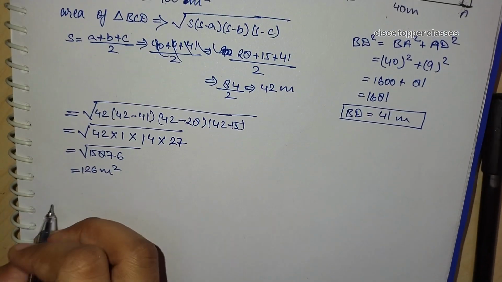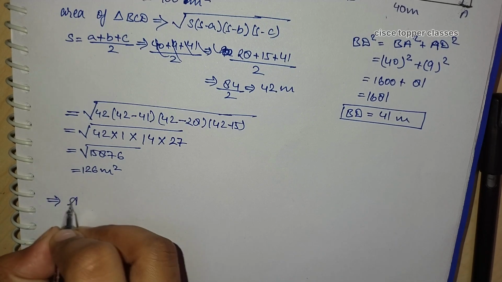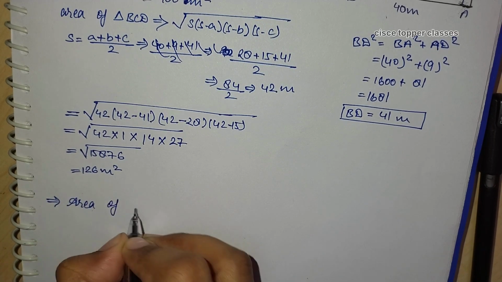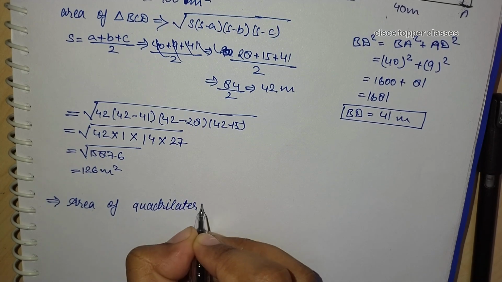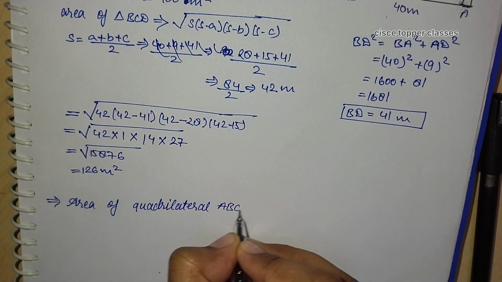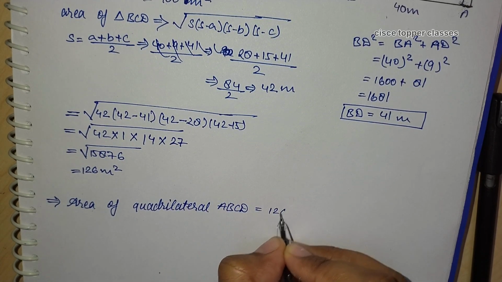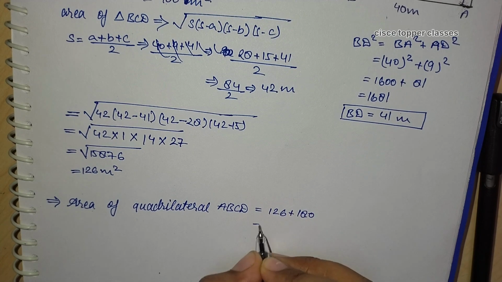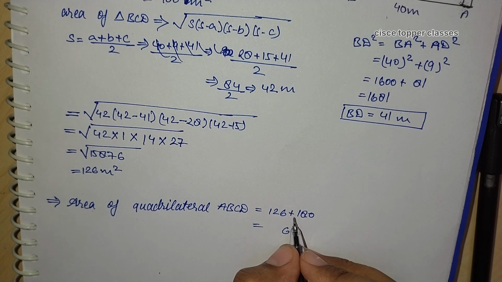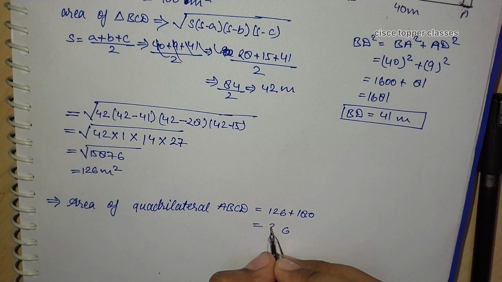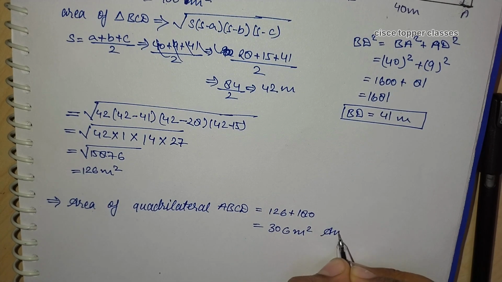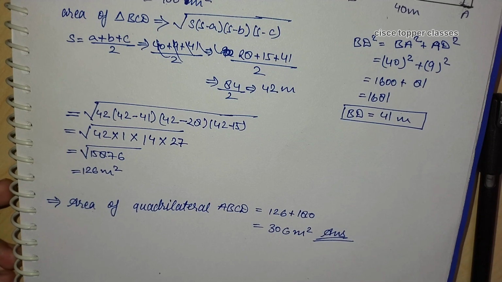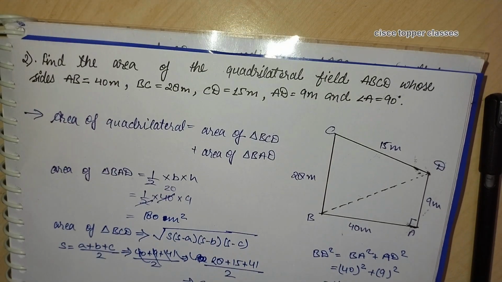We will add these both areas of triangles. So from there we can conclude the area of quadrilateral ABCD is the sum of these two. So 126 plus 180 will be 306 meter square, which is the final answer here in this question. And this is the solution of the second question here.